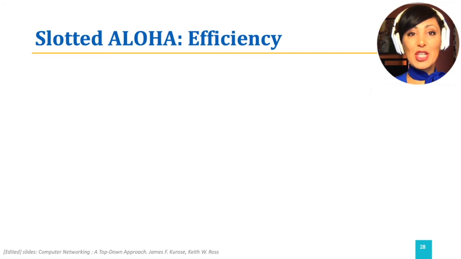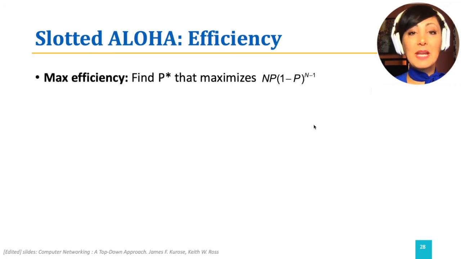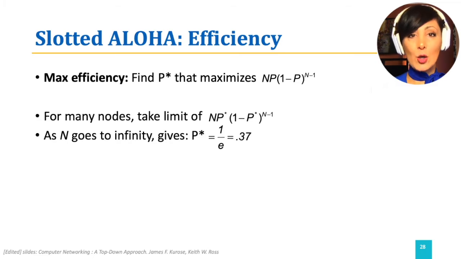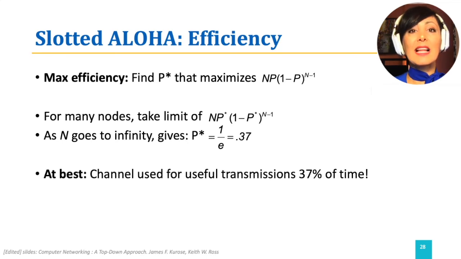To find maximum efficiency, we need to find the value of p that maximizes the probability that any one of n nodes has a success. This optimum value is 1/n. Using this value of p when there are many nodes in the system, meaning when n approaches infinity, the efficiency of slotted Aloha approaches 1/e, which is 0.37. Therefore, at best, slotted Aloha uses a channel for successful transmissions only 37% of the time.